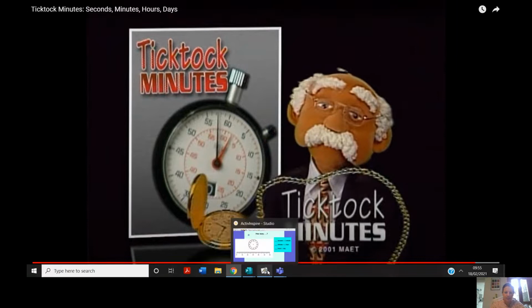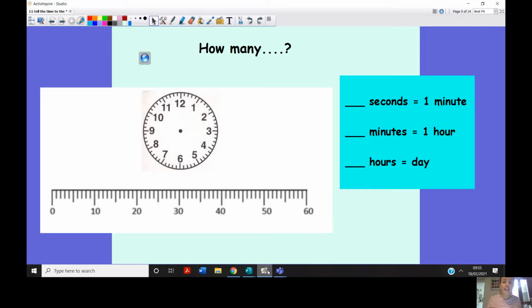Very catchy. You could see me dancing along to that, but it's actually a really useful song to remember these facts. Okay, so how many seconds are there in a minute? There are 60. How many minutes are in an hour? 60. How many hours in a day? 24. Perfect. Well done.